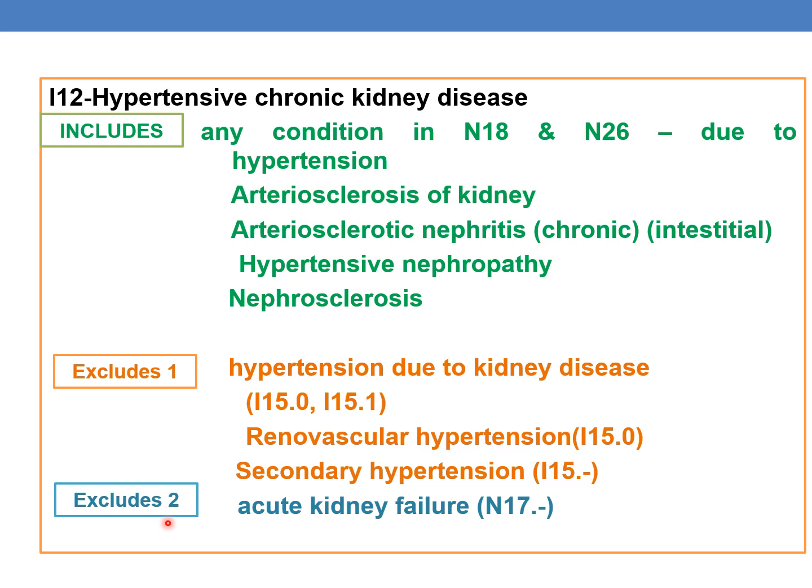Excludes2. Excludes2 means they are not related, but they can be coded together. As said earlier, if the patient has chronic kidney disease and also acute renal failure, you need to use the code for acute renal failure also. So whenever hypertensive chronic kidney disease is associated with acute renal failure, you can use an additional code from N17 because it comes under Excludes2. That indicates that both conditions can be coded together.